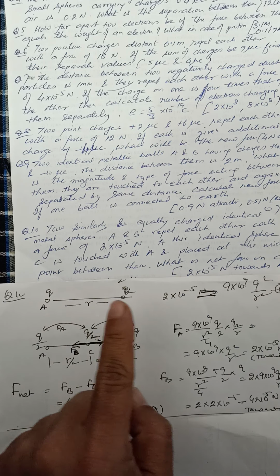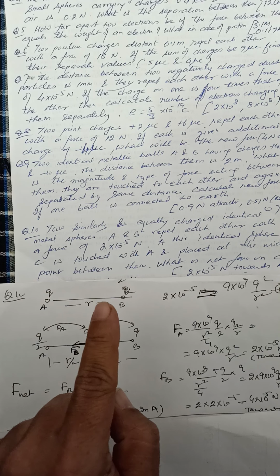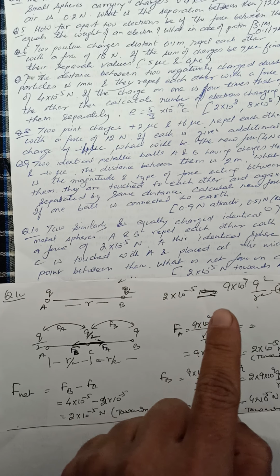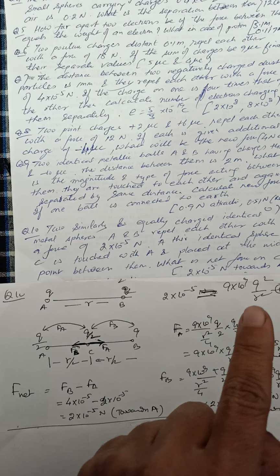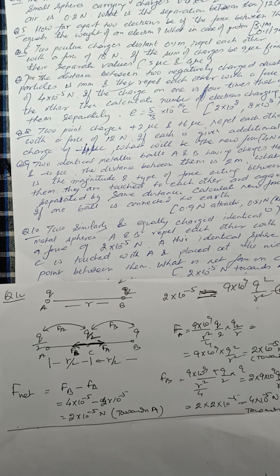There are two spheres A and B. Distance is unknown. They are repelling each other with a force of 2 into 10 power minus 5 Newton. We apply the formula. 2 into 10 power minus 5 is equal to 9 into 10 power 9 Q square upon R square, because both have equal charges Q. This is the first equation.